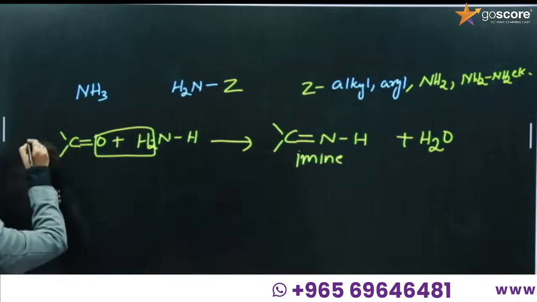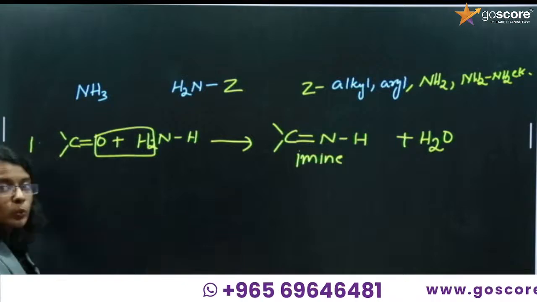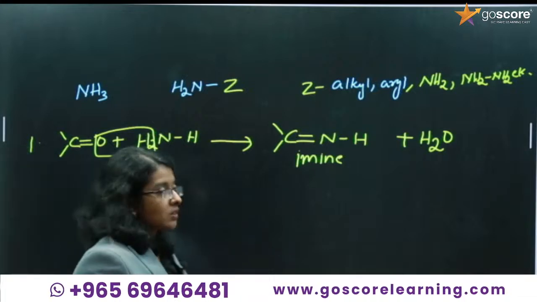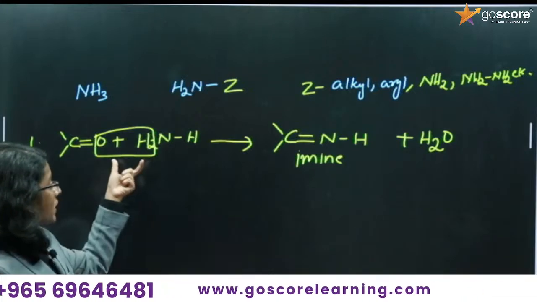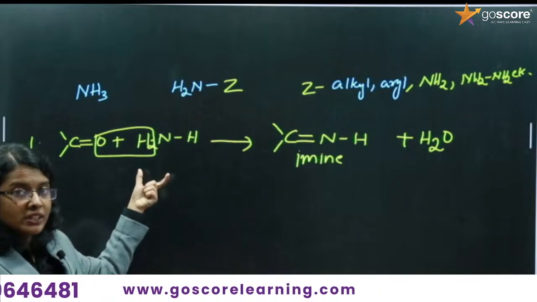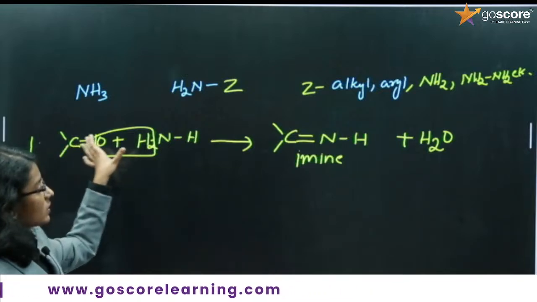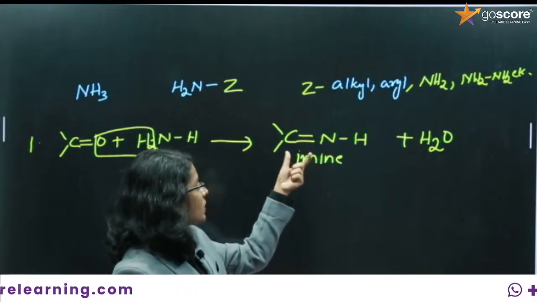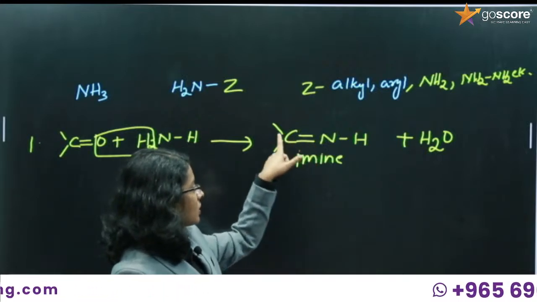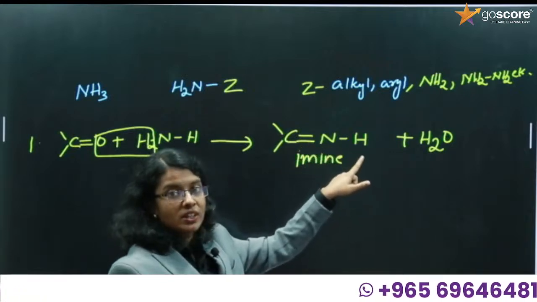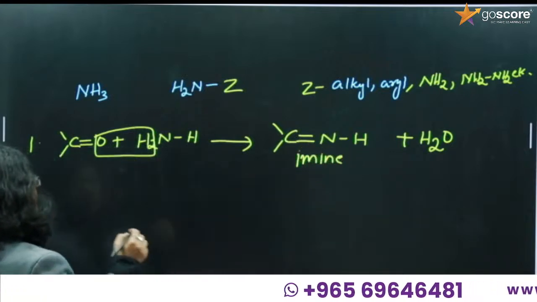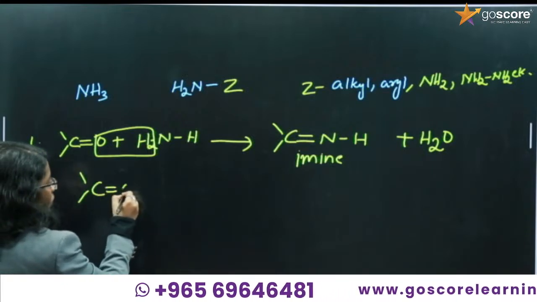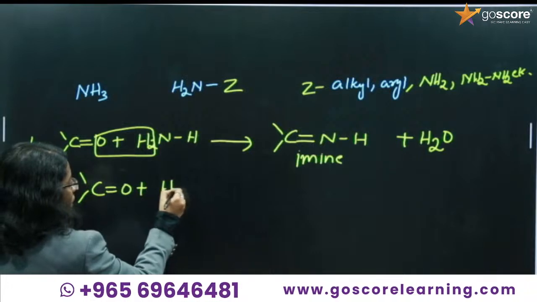So this is the first reaction with ammonia. So here an elimination reaction is occurring. So here in all the cases the water molecule will be eliminated and you write the product as it is. Just eliminate the water molecule and then you will get the product C=NH, that is imine.